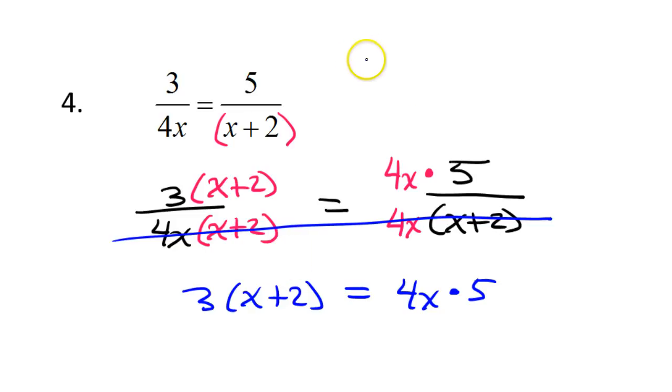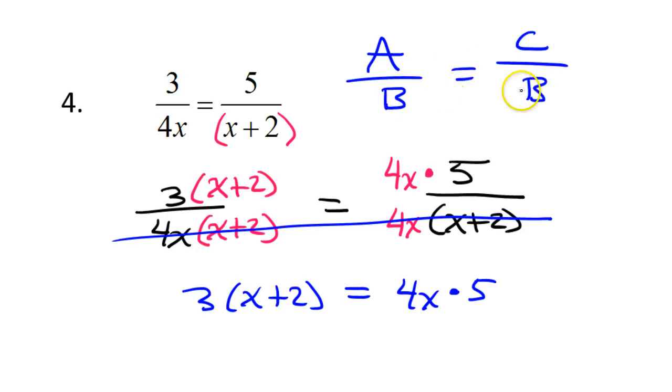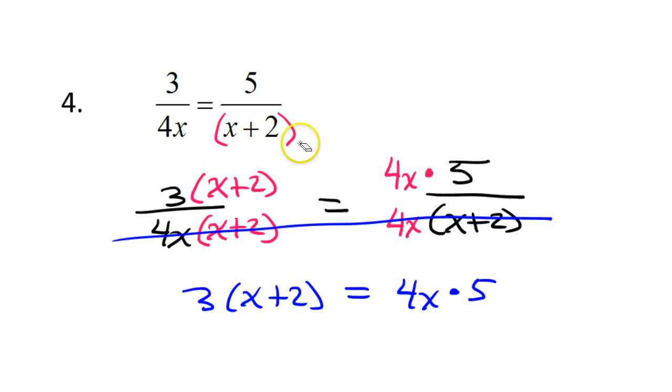You know, if I have a over b is equal to c over b, if I know that the denominators are the same, the only way these fractions will be equal is if the numerators are also the same. Alright, that's just common sense.